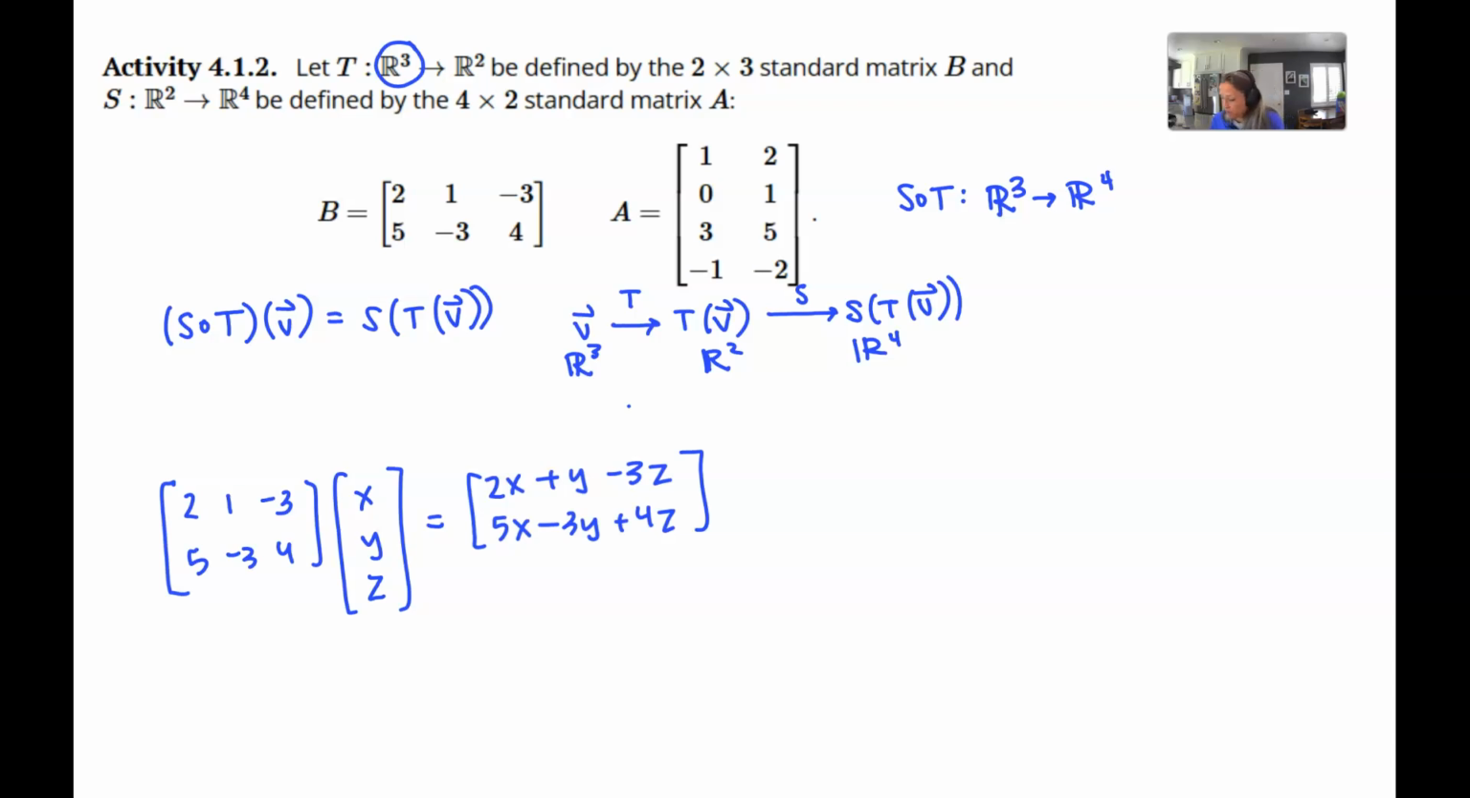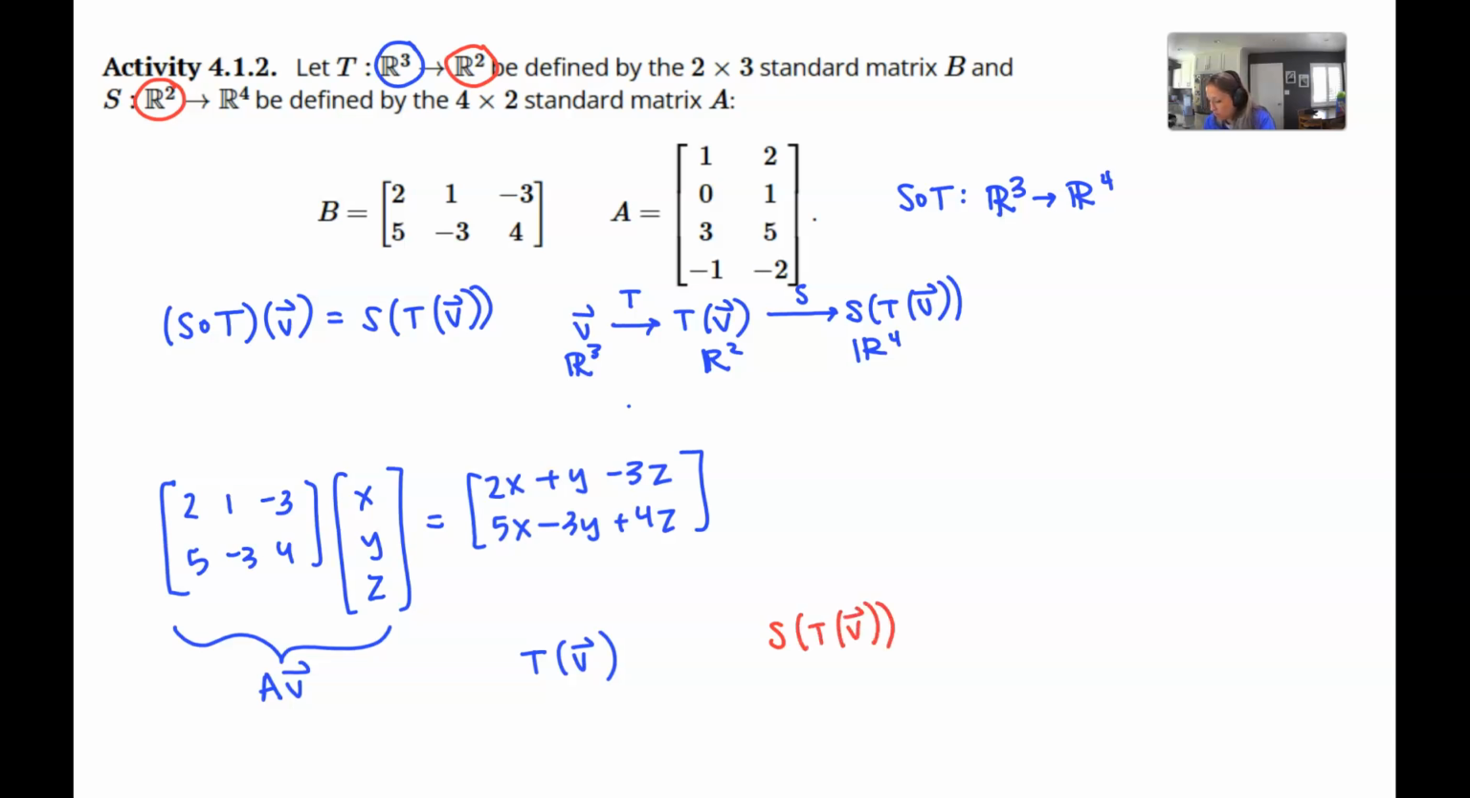and 5x minus 3y plus 4z as our second component. All right, so here we have our A times our vector. So we now have that transformation. We've mapped, we're in R2, which means that we can move forward through S. So if I want to be good about this, I need to do something like S of all this. I'm just going to make another line instead of trying to modify this so my equal signs will work. Let's look at S of T of V.